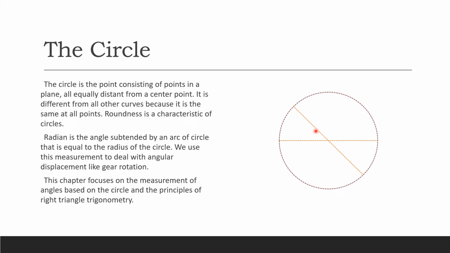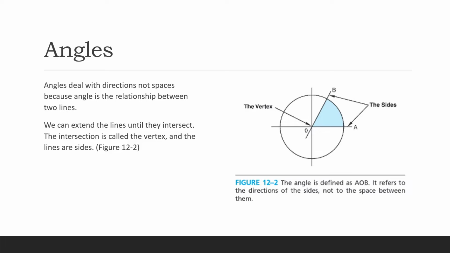When you take a look at this chunk, we call the measurement of this little pointed section the angle. The principle is right triangle trigonometry, because when you dissect a circle, you can get many different kinds of triangles, including right triangles. So we can definitely use right triangle trigonometry. Angles deal with directions, not spaces, because an angle is a relationship between two lines. You can see the lines crossing the center are dissecting the circle, forming angles.